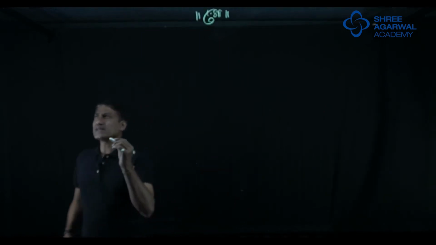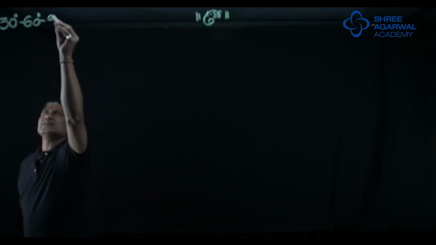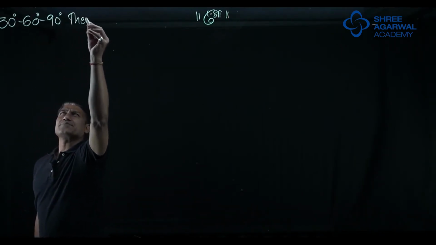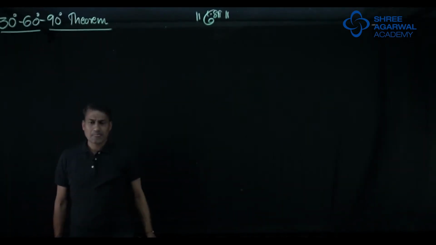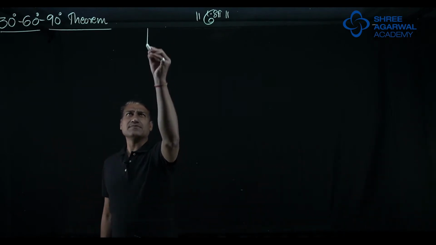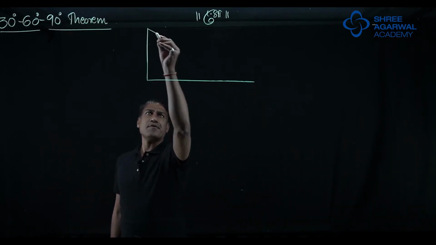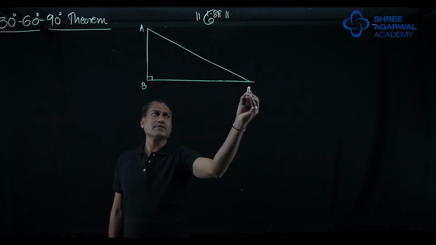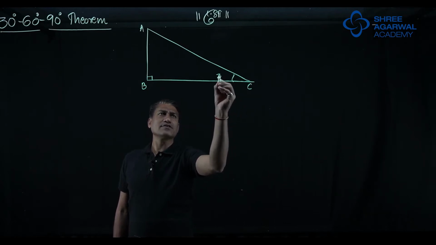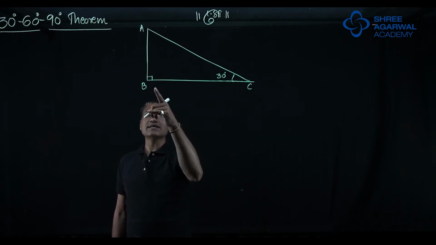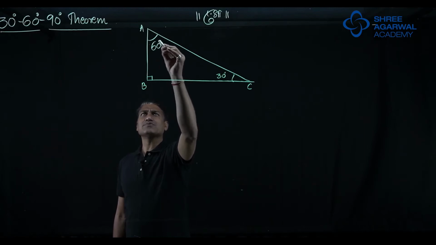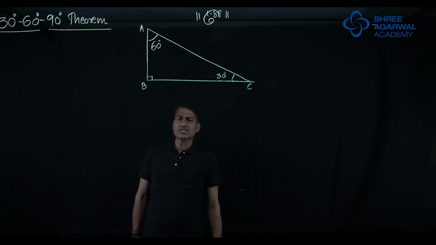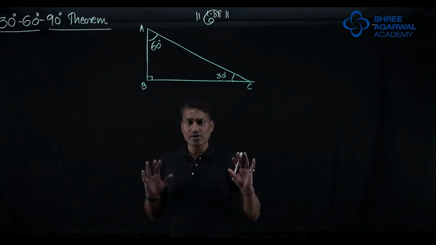So now let us understand the 30-60-90 theorem. Let us have a triangle. This is a right triangle ABC. This is 30 degrees. This is 90 degrees. So the remaining angle has to be 60 degrees. So this is a 30-60-90 triangle. I hope you are understanding.